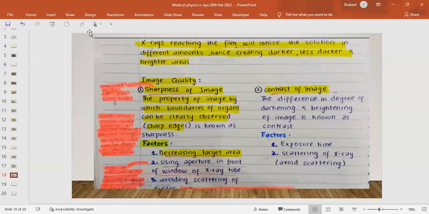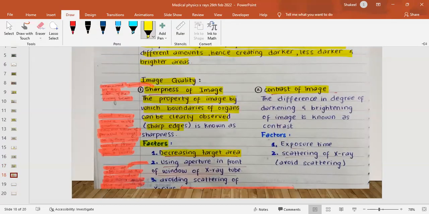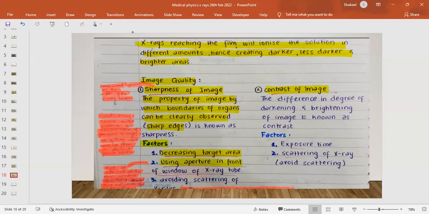Okay, where were we? We were here. The next thing is using an aperture in front of the window of the X-ray tube. You can use an aperture like one uses in a camera. So you can limit the amount of X-rays. You can make a fine beam, a sharp beam of X-ray, by using an aperture in front of the window, and then avoiding scattering of the X-rays, of course.